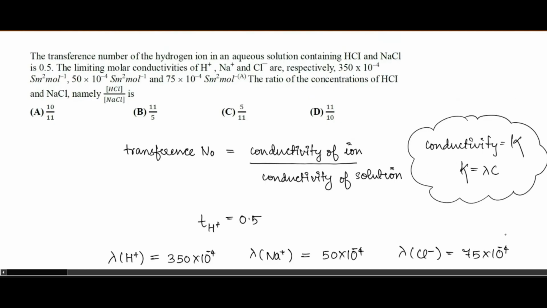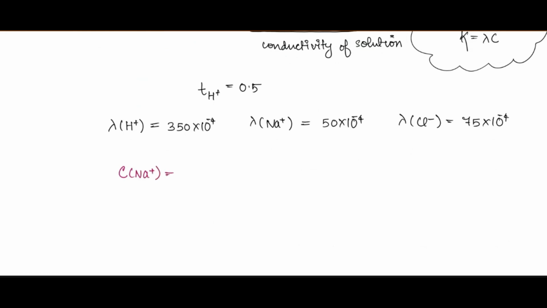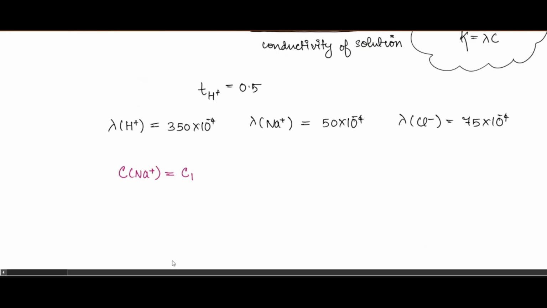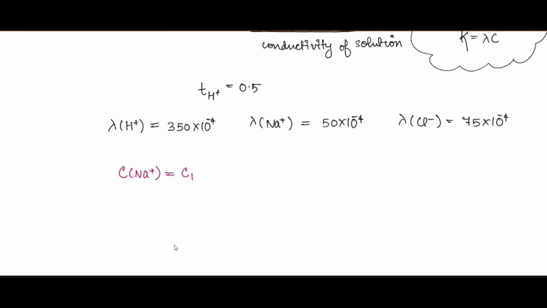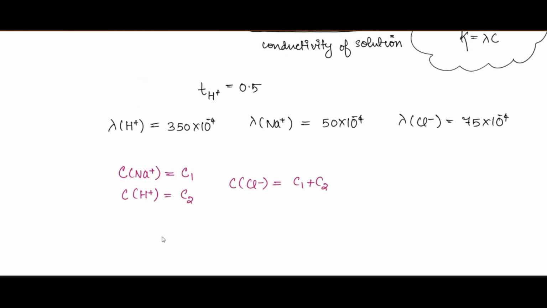And the concentration of neither is given. So let's say my concentration of Na plus is C1. Correct? Then in NaCl there will be Cl, so the concentration of Cl will also be C1. And my concentration of H plus is C2. So I have NaCl and HCl. If the concentration of Cl from NaCl is C1 and from HCl is C2, then my total concentration of Cl minus is C1 plus C2. Is this okay?